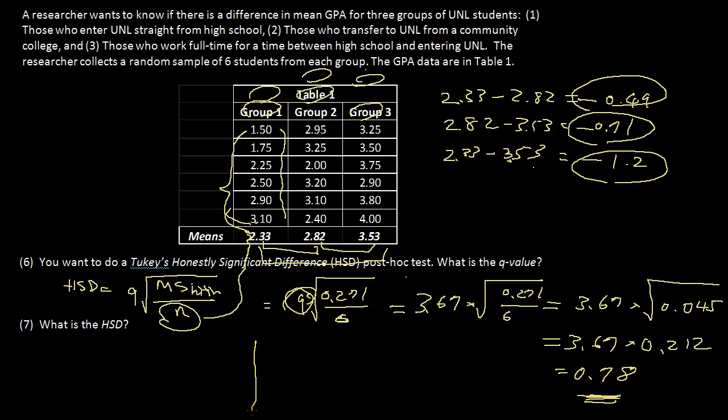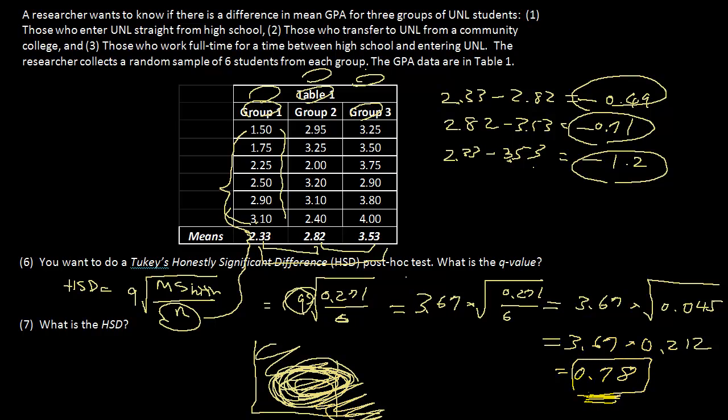I don't exactly know the distribution shape. It may be like this, I don't know. But anyway, the critical value is 0.78. This is the HSD value, and any mean differences larger than this would be statistically significant.